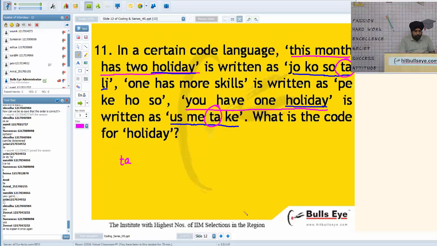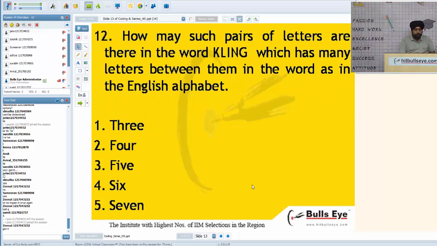Okay, answer this, students. Zenith, we did the same question earlier. See the sentence, this month has 2 holidays, and the sentence you have 1 holiday. The only common word is holiday. The last question only, Zenith, it is in front of you. This month has 2 holidays and you have 1 holiday, have only one word common, which is holiday. And if you see the codes given, Jo ko so tali, Asmetake. The only common code in that was the word ta, which becomes your answer.